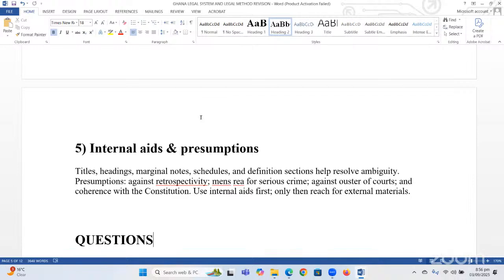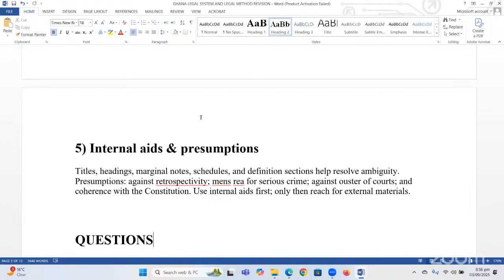And then when it comes to serious crime, when you're interpreting, you have to interpret with the understanding that it requires a mens rea for serious crime. When the crime is very serious, then the requisite mental or guilty mindset should be very high. Then there should also be a presumption against the ouster of courts.